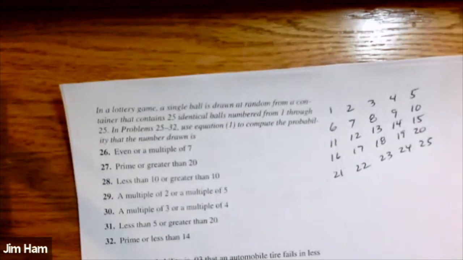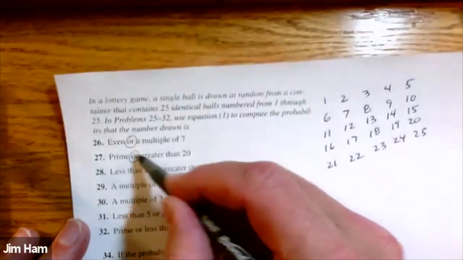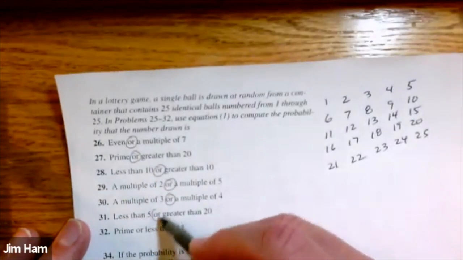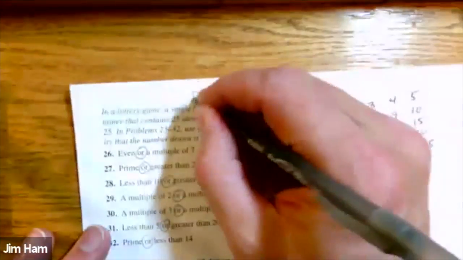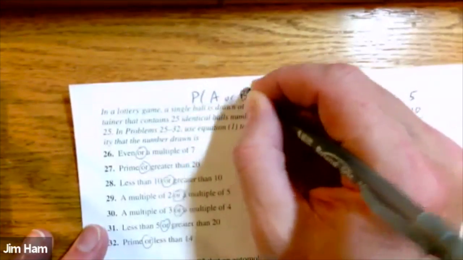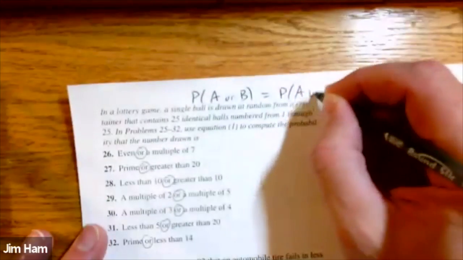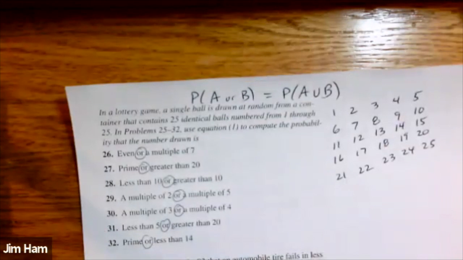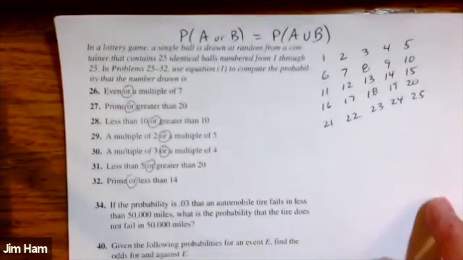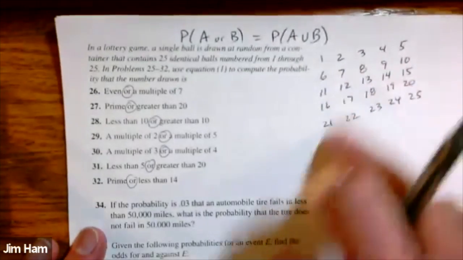So you're selecting one ball from 25, and so if you want to know what's the probability of selecting a 6, then there's just one ball that has a 6 on it, and there's 25 total, so it'd be 1 out of 25. But you'll notice here that all of these say or. And so what they really want you to see is the probability of A or B, which is the probability of A union B. So all of these problems involve the addition rule for a union. But I think you can do these by just looking at these numbers.